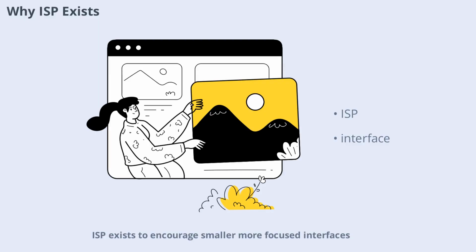ISP exists to encourage smaller, more focused interfaces. This makes your code easier to maintain and understand, as each class only deals with the methods it actually needs. It also reduces the risk of errors from unimplemented or irrelevant methods.